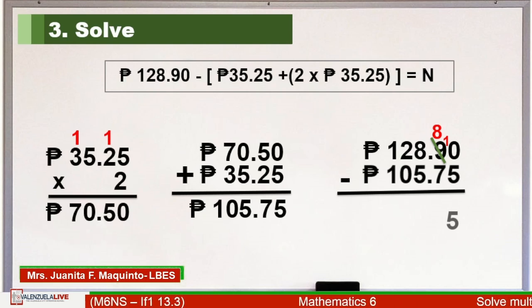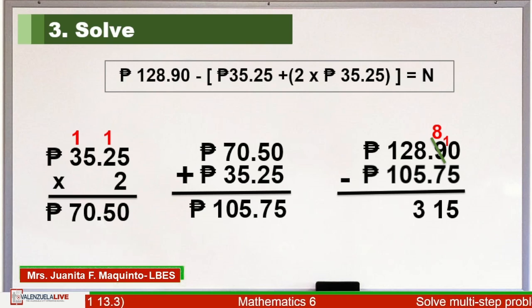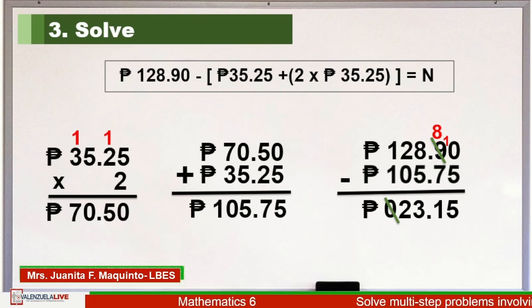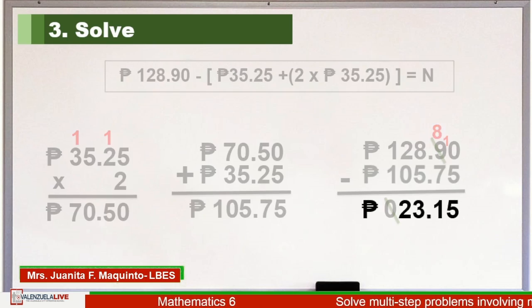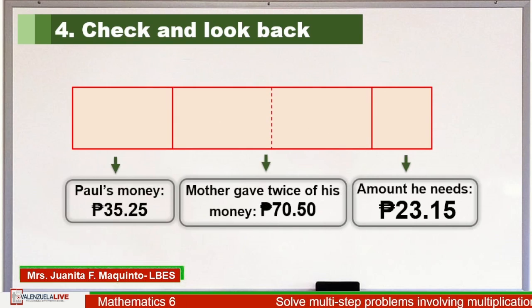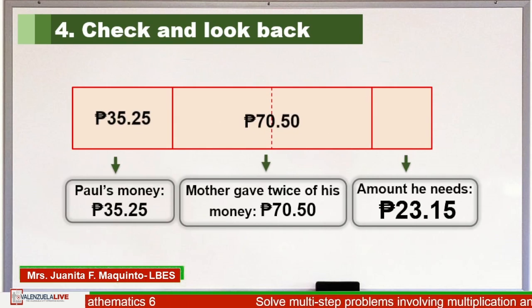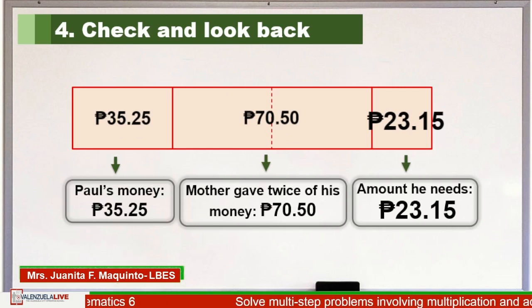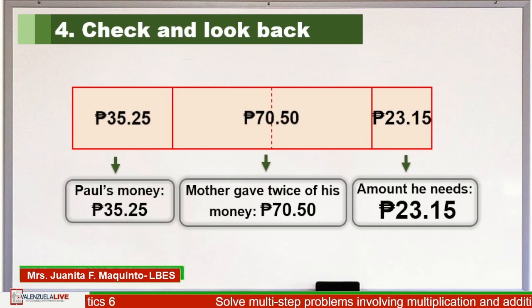10 minus 5 equals 5, 8 minus 7 equals 1, 8 minus 5 equals 3, 2 minus 0 equals 2, 1 minus 1 equals 0. We simply drop 0 at the leftmost number. Since there are whole numbers, the difference is 23 and 15 hundredths. Therefore, the amount he needs is 23 pesos and 15 centavos.